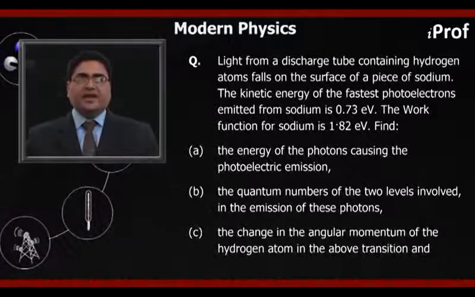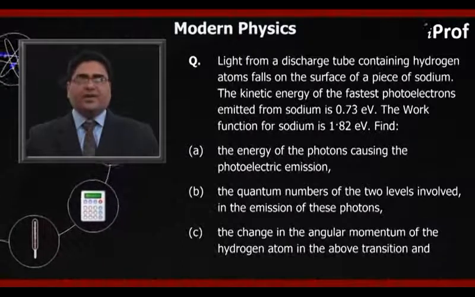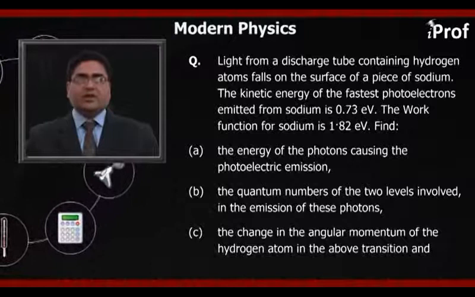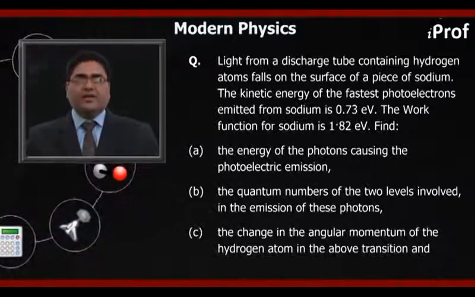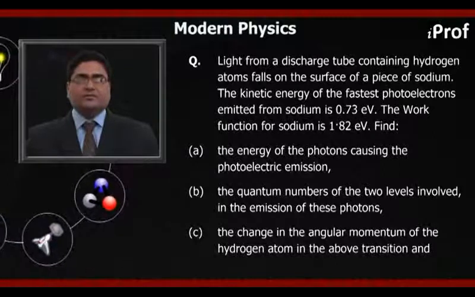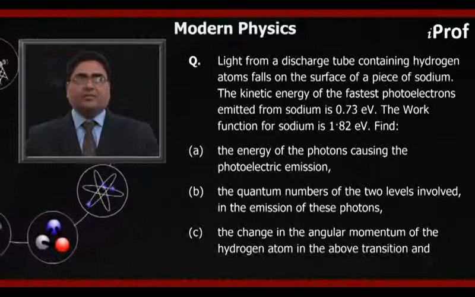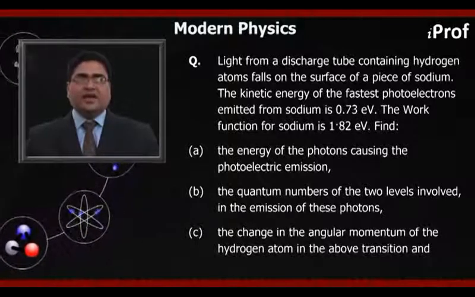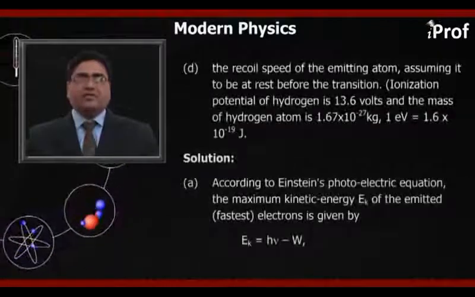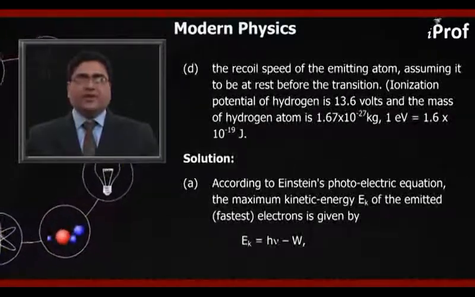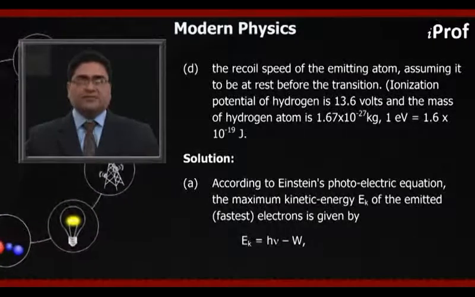A, the energy of the photons causing the photoelectric emission. B, the quantum numbers of the two levels involved in the emission of these photons. C, the change in the angular momentum of the hydrogen atom in the above transition. And D, the recoil speed of the emitting atom, assuming it to be at rest before the transition.